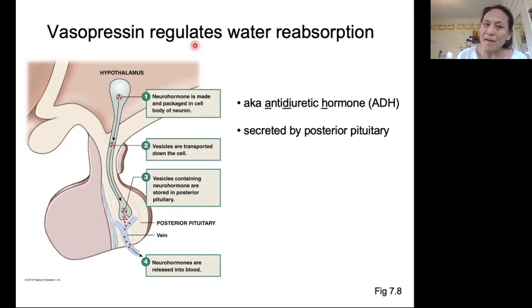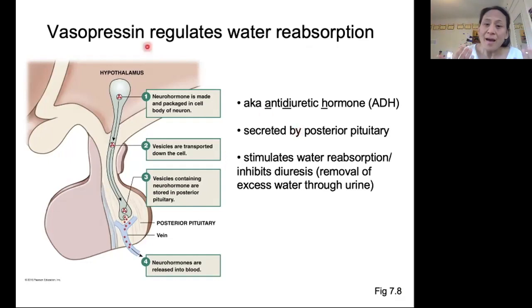You might remember that vasopressin is one of the two hormones that are secreted by the posterior pituitary. So that's what's shown here. Remember, in the posterior pituitary, we are secreting hormones that were made by the hypothalamus and then transported down to the posterior pituitary. Our other hormone made by the posterior pituitary, you might remember, is oxytocin, which is a reproductive hormone.